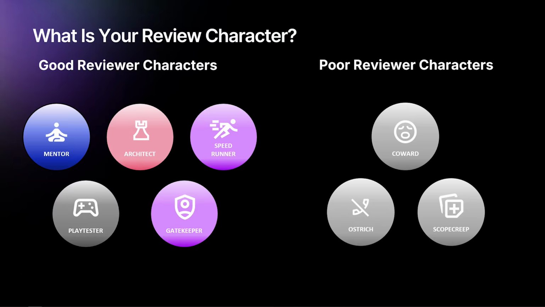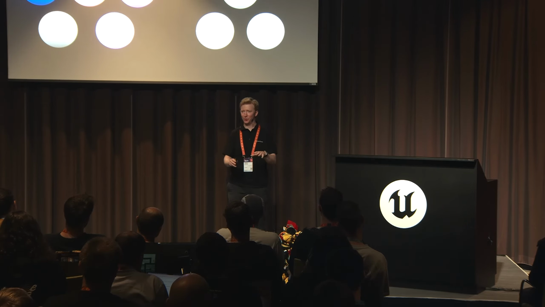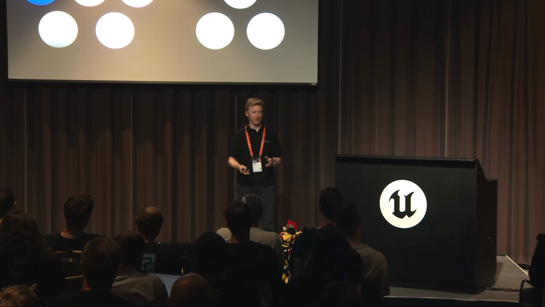The ostrich is a person who just ignores it completely, never wants to contribute, just wants to do their own work without helping or looking at something else. And the scope creep is someone who would just add extra work. Oh, while you're looking at this code, why don't you also do these other things?